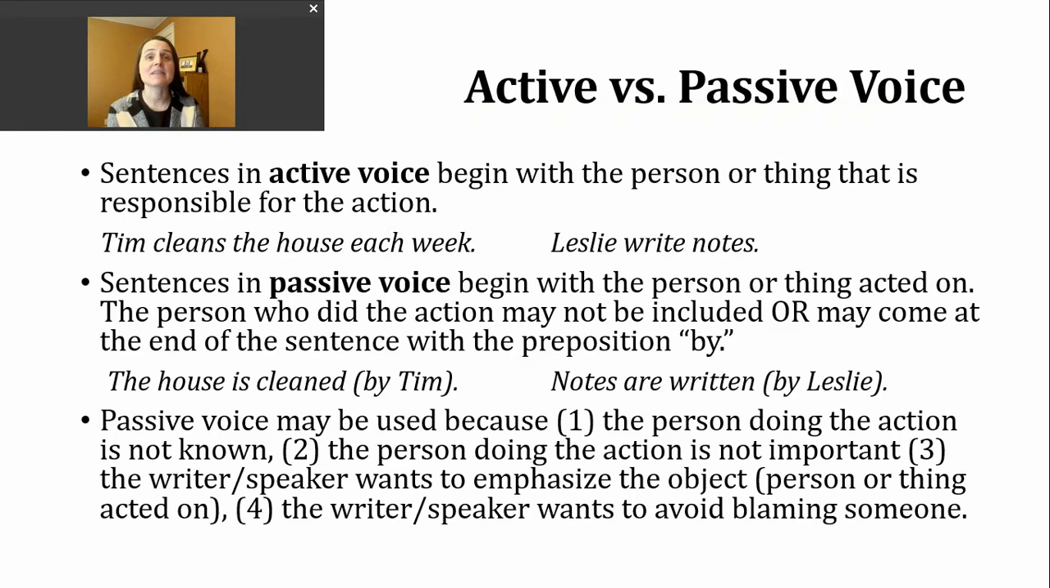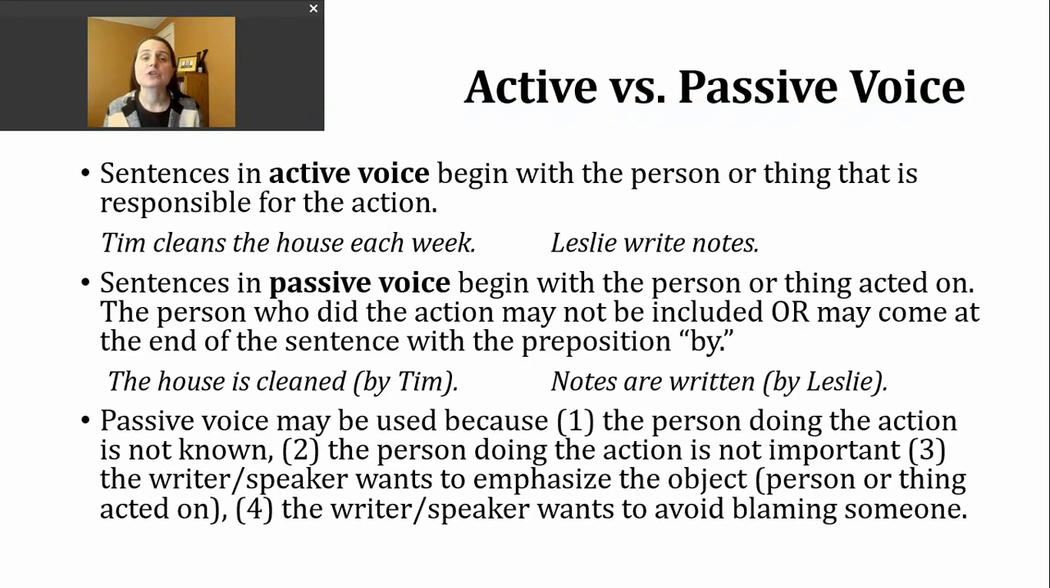Now, sentences in the passive voice are going to begin with the person or the thing that is acted on. Sometimes you'll read about this as being described the person or the thing receiving the action. And if you like studying grammar too, you might hear this referred to as the object. The person that is responsible, though, for doing the action, they may not be included in the sentence, or if they're included, their name or their description is going to come at the end of the sentence after the preposition by.